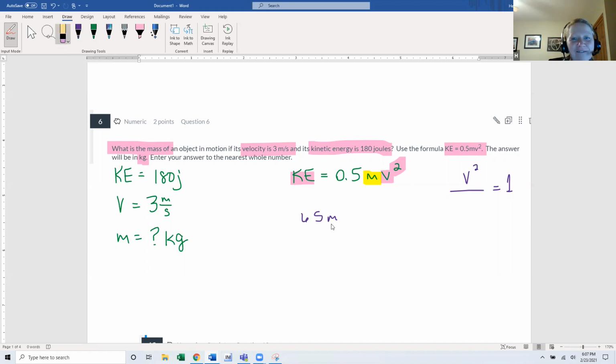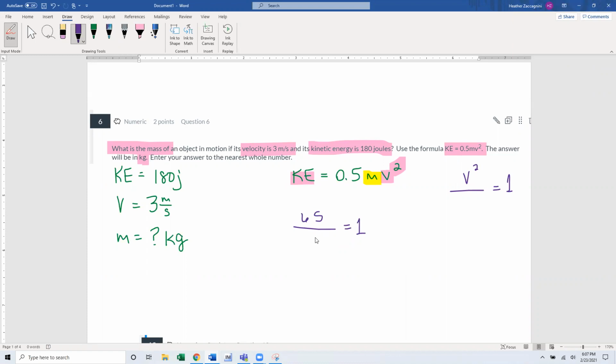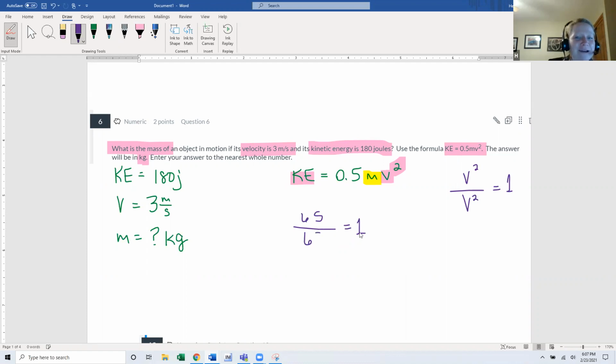65 over what equals 1? So v squared? So they have to be the same thing? Yes, v squared. Yes, got it, right? Because 65 over 65 equals 1. So just because it's a letter doesn't mean that the rules change. v squared over v squared equals 1. Perfect. All right, I worked 65 in there just for you guys.